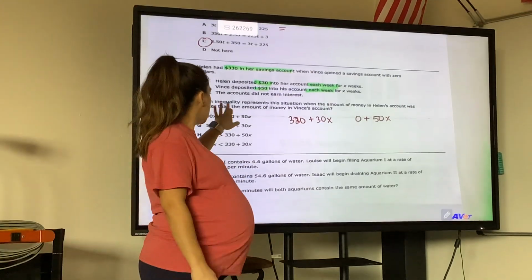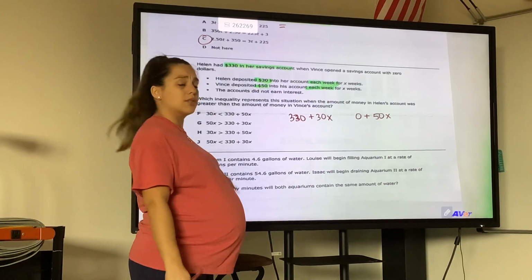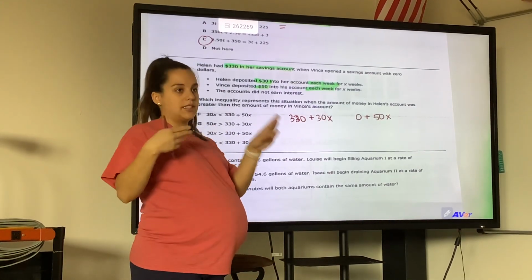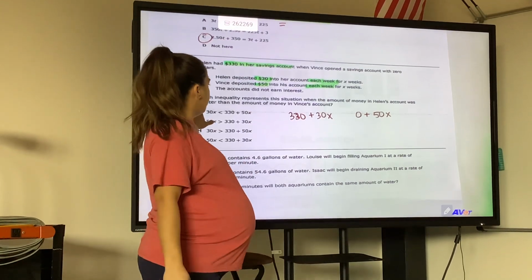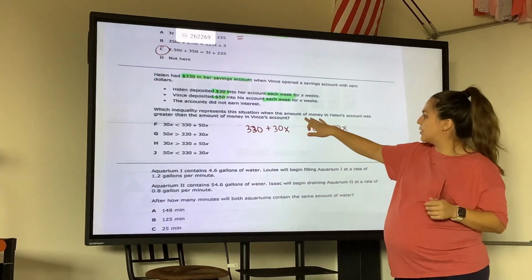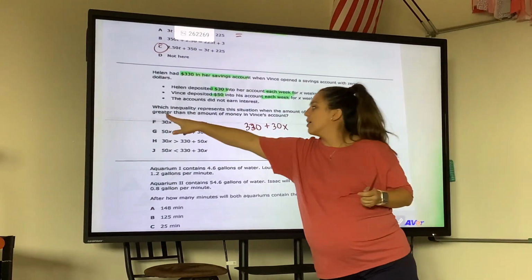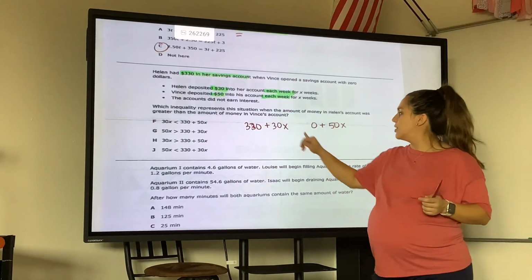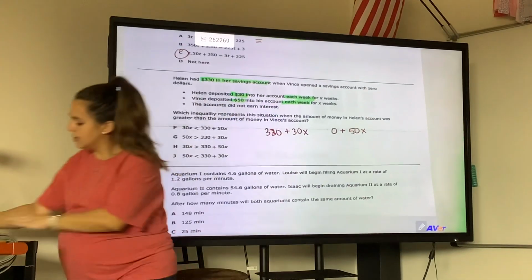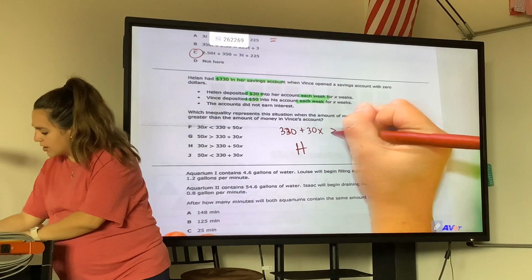And then it says which inequality, so it's a little bit different than an equation because it doesn't have an equal sign. It has one of those little inequality symbols or alligator mouths, the less than or the greater than. It says which one represents the situation when the amount of money Helen has is greater than the amount of money that Vince has. So these are Helen's numbers over here. These are Vince's numbers over here. And we want Helen's to be greater than Vince's.